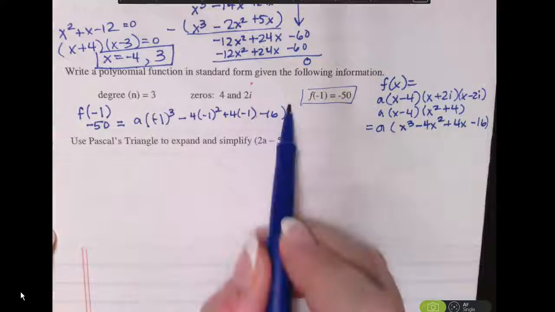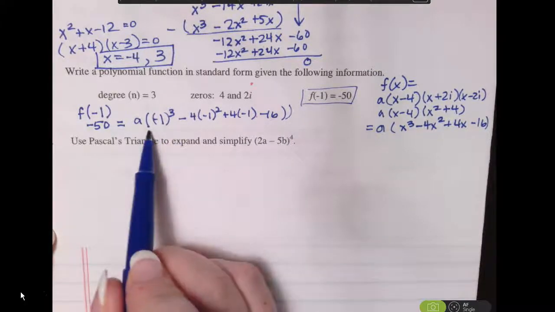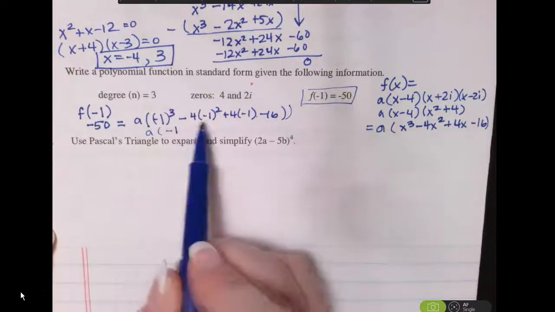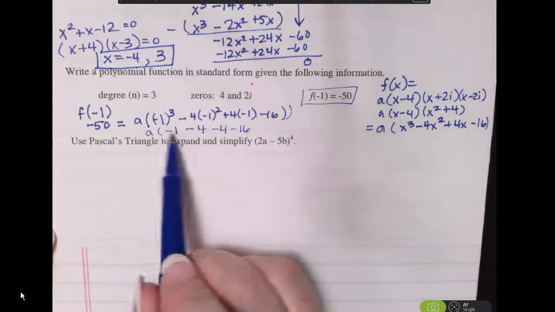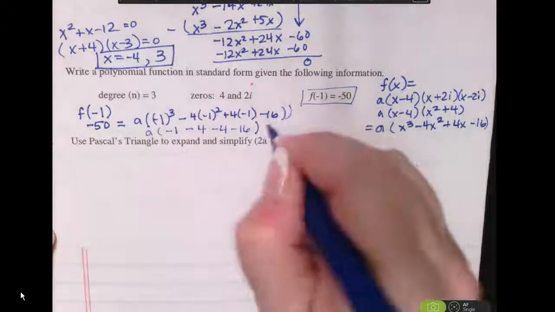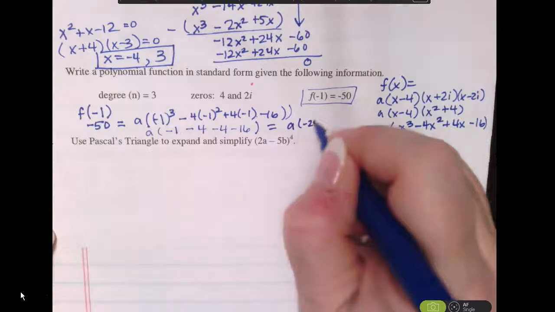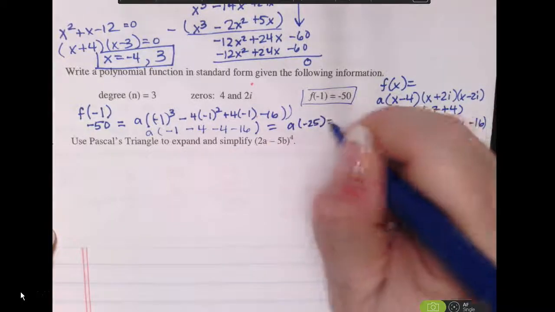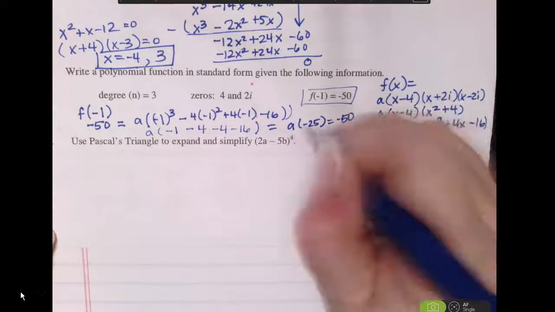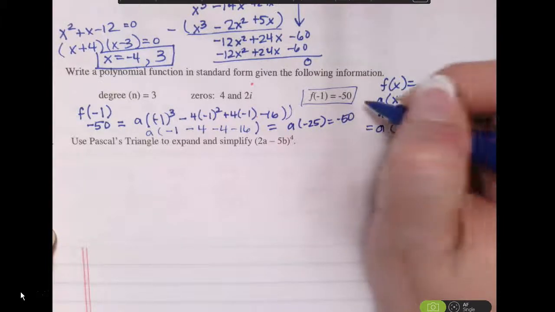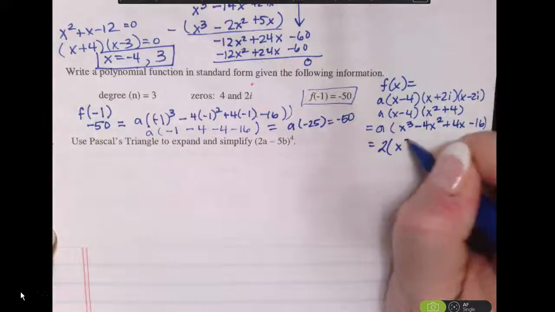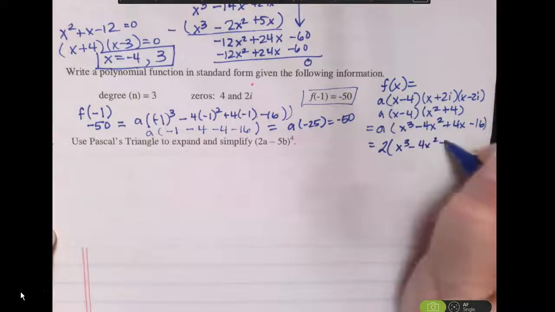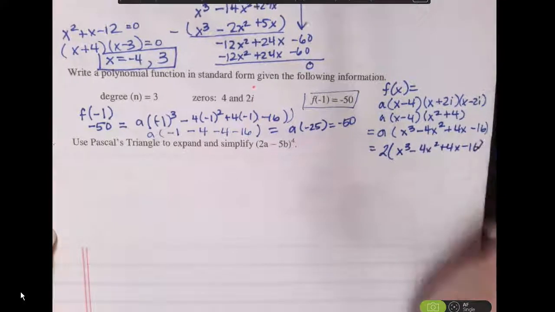Okay, so let me work this math out. A times negative 1 minus 4 minus 4 minus 16. So that's a times negative 25 equals negative 50. So divide through by the negative 25 and we get a equals 2. So our final answer is 2x cubed minus 4x squared plus 4x minus 16.